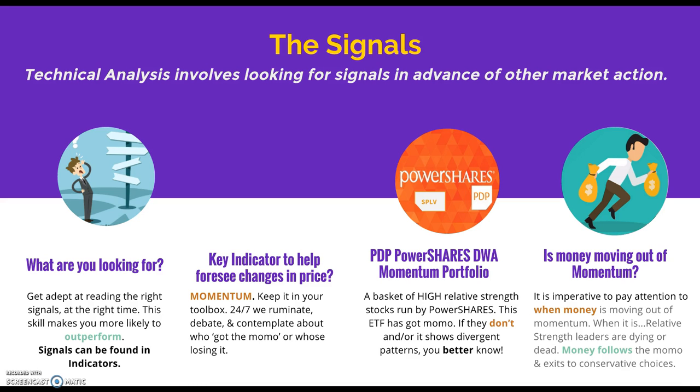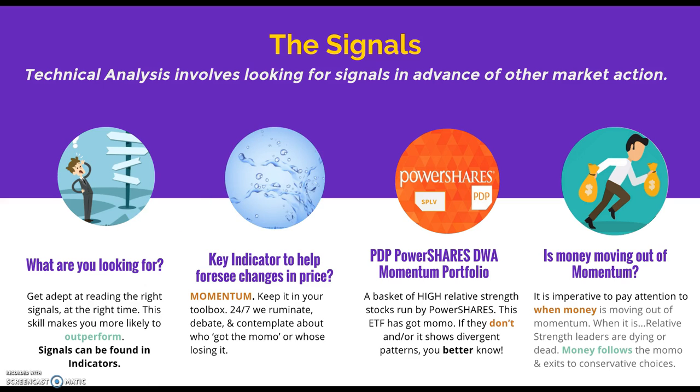All right, so signals. Technical analysis involves looking for signals and, of course, patterns, but we're talking about signals. We're looking for signals in advance of other market action. What are you looking for? It's easy to get overwhelmed. There's so many different types of indicators and signals. But when you're adept at reading the right signals at the right time, you are more likely to outperform. Signals can be found in indicators. Now, a key indicator to help foresee changes in price is momentum.